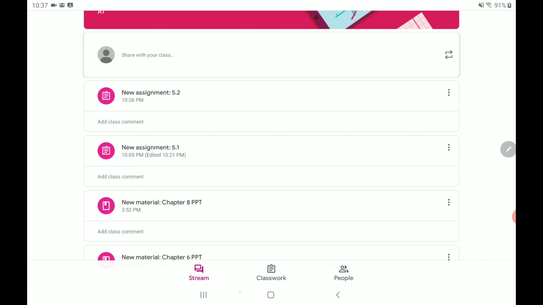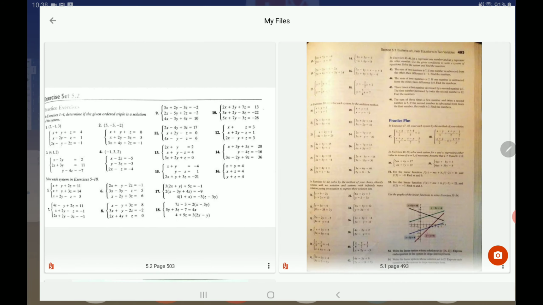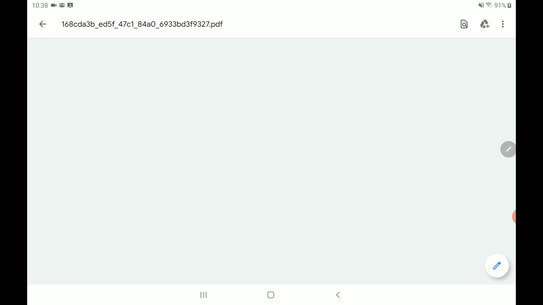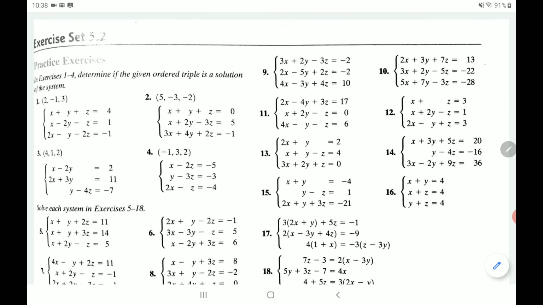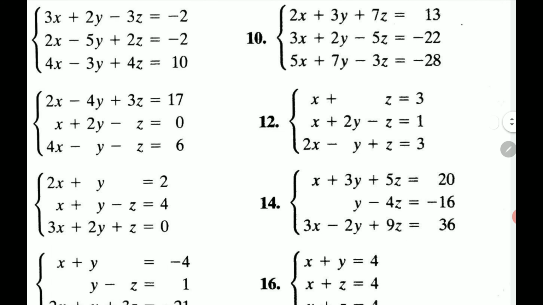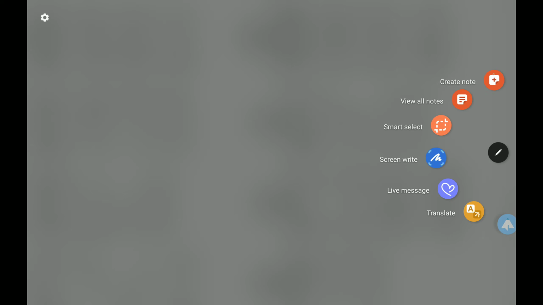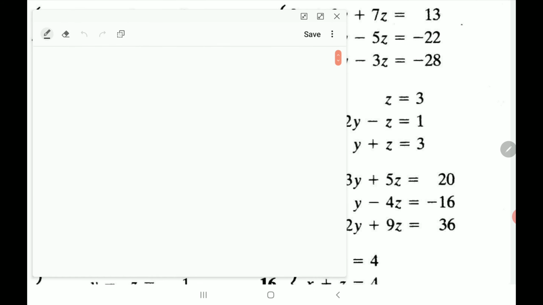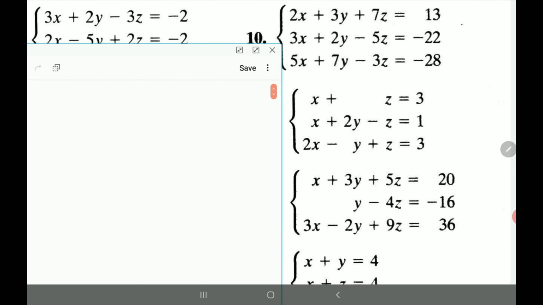All right, so back here. We're looking at number 12. So I'll zoom in here so I can see it nice and clear. So when I create my note, that's nice and big.